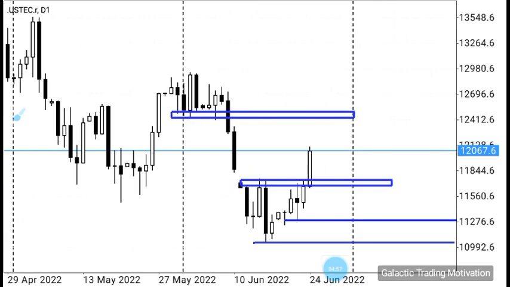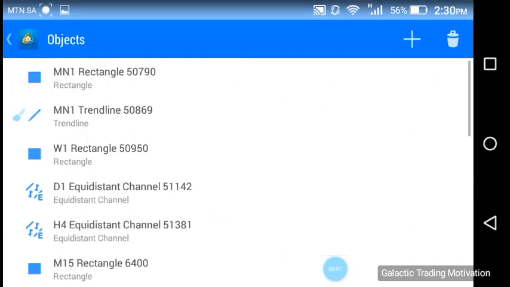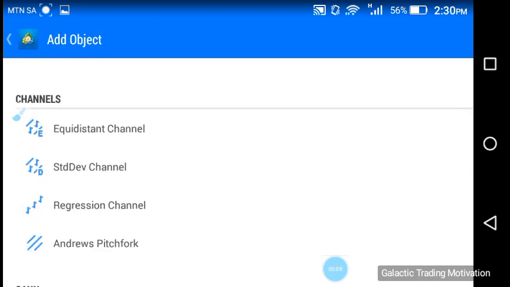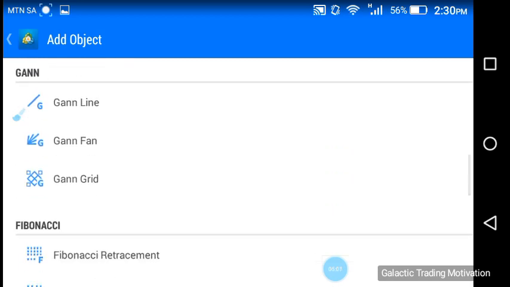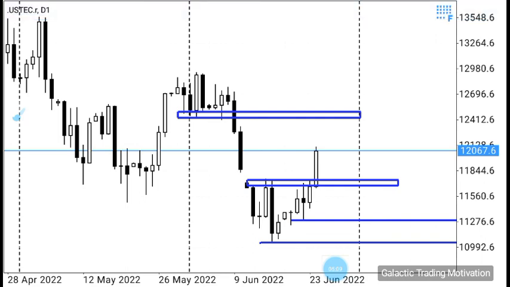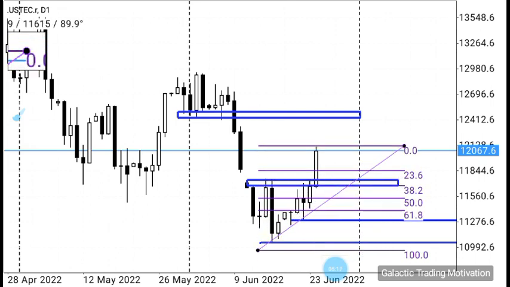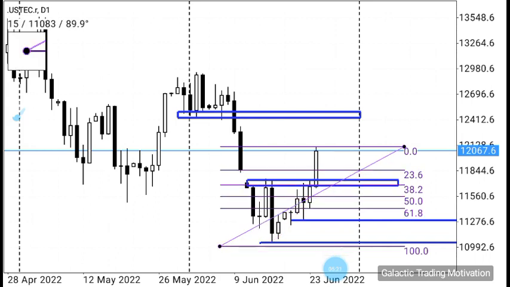Anyway, let's proceed. So the next thing that I'm going to do is actually add the Fibonacci retracement tool just to see if the necklines align with any of the key numbers that we have on the Fibonacci retracement tool. So just bear with me. So there goes the first one. Let's see.